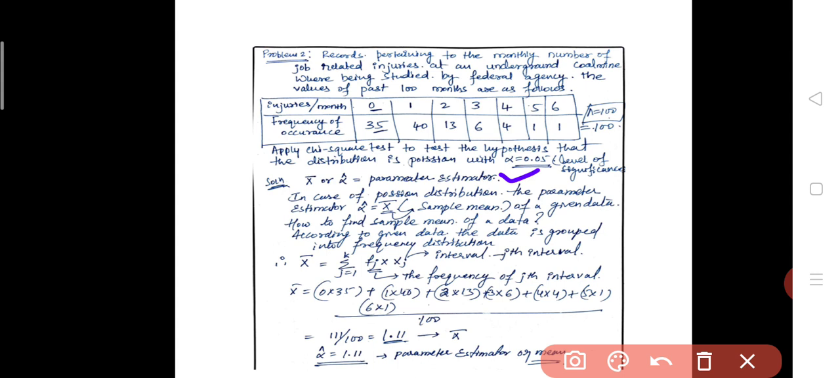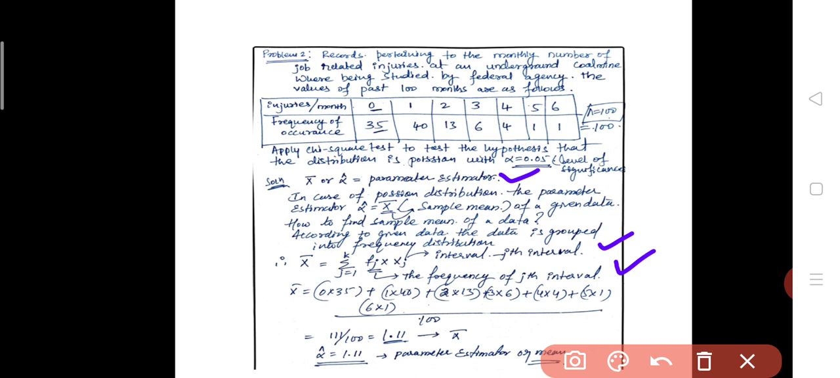According to this, if the data is grouped into a frequency distribution, then the sample mean is calculated using this equation: summation j from 1 to k of fj into xj, divided by n. Here fj indicates the frequency of the jth interval and xj is the value. For the injuries per month, one value has a frequency of 35 and another has a frequency of 40.